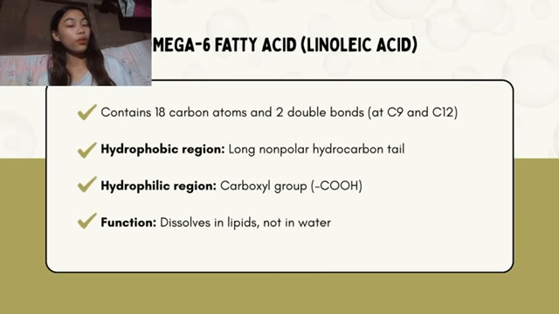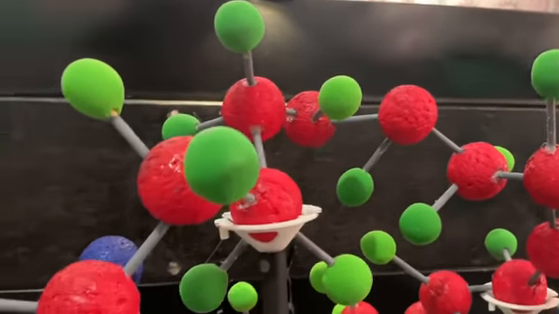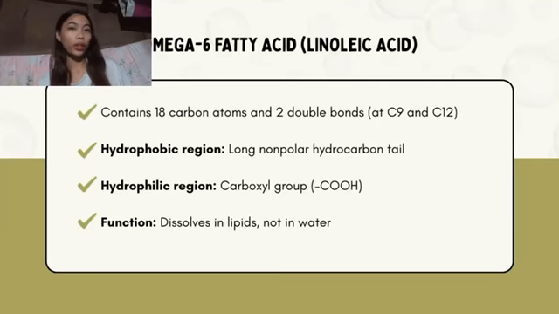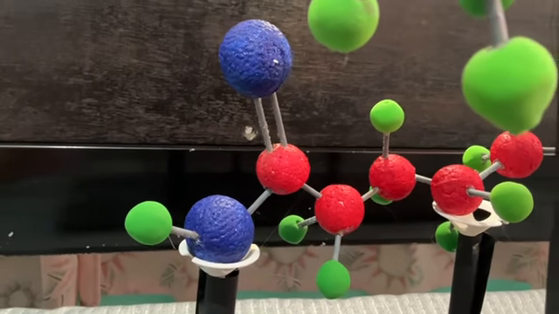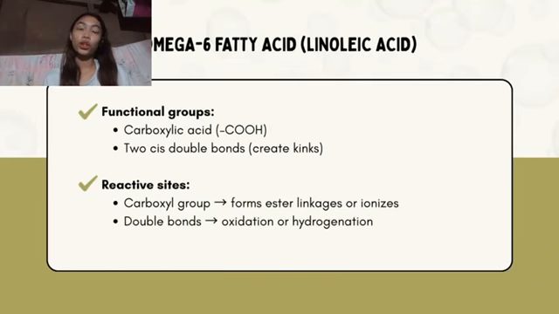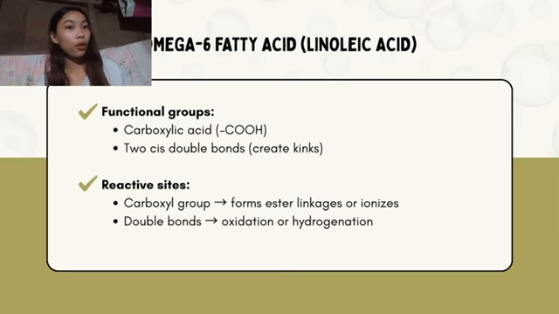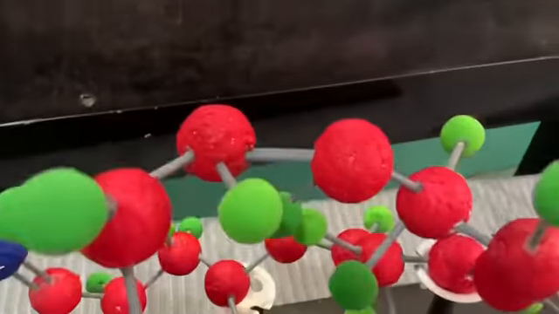Next, let's move on to the omega-6 fatty acid or the linoleic acid. It has 18 carbon atoms and 2 double bonds. Just like DHA, the hydrophobic region is the long hydrocarbon which is nonpolar and repel water. Meanwhile, the hydrophilic region is the carboxyl end, and this part is polar and can bond with water or other polar molecules. For the functional groups, linoleic acid also has the carboxyl acid group and the two cis double bonds.